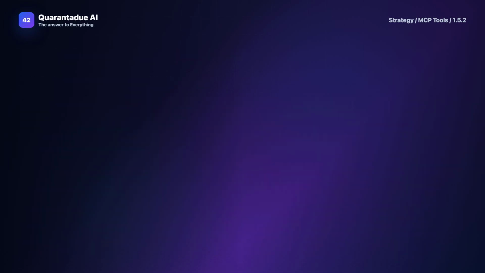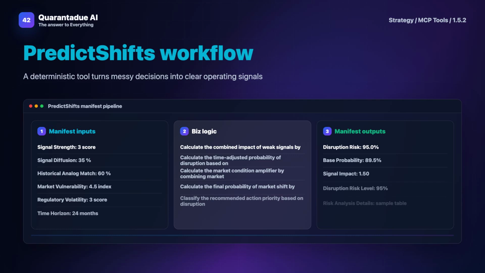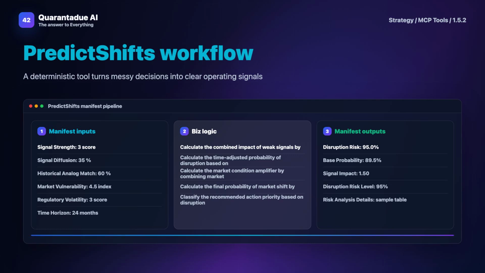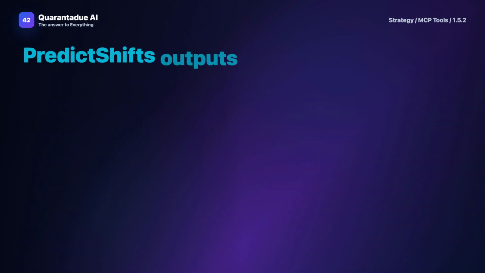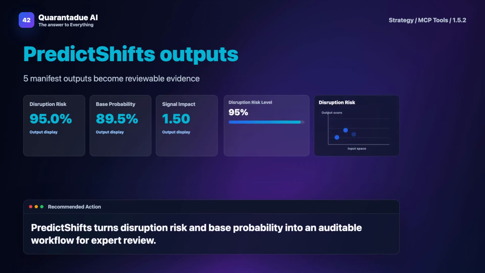likelihood over time. Calculate the market condition amplifier by combining market vulnerability index with regulatory volatility score. Calculate the final probability of market shift by multiplying base probability with vulnerability multiplier and capping at 95% to reflect realistic upper bounds. And classify the recommended action priority based on disruption risk and time horizon, adjusting downward for longer timeframes beyond 36 months. This keeps the process deterministic, reviewable, and aligned with how strategy teams actually make decisions.